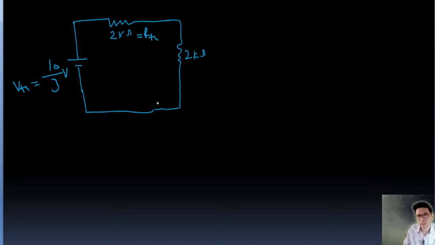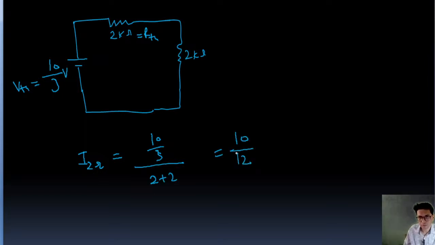Right now we can easily find this one. Current through this 2 kilo ohm resistor is going to be VTH, 10 by 3 upon 2 plus 2. So this is going to be 10 by 12. This is equal to 0.83 ampere. Milliampere, my apologies, milliampere, in kilo ohm. So this is milliampere, and this is the answer, guys. So this is the question. I hope you have understood it.